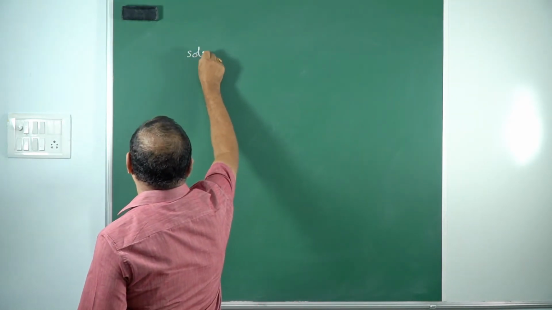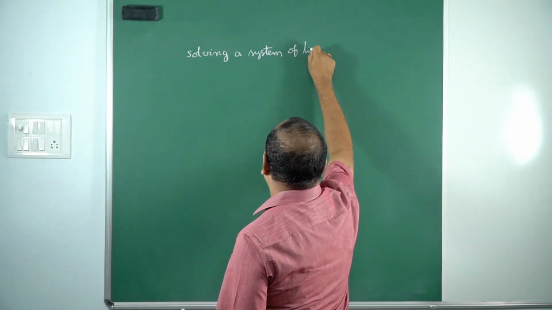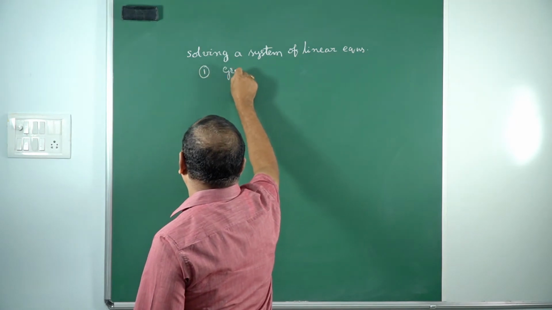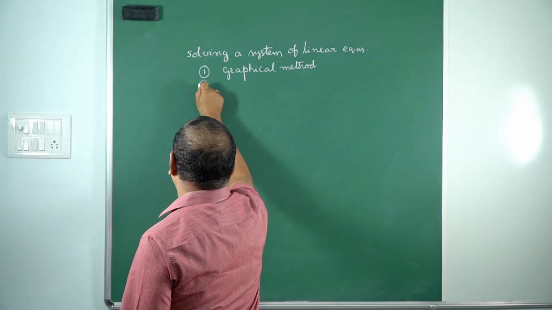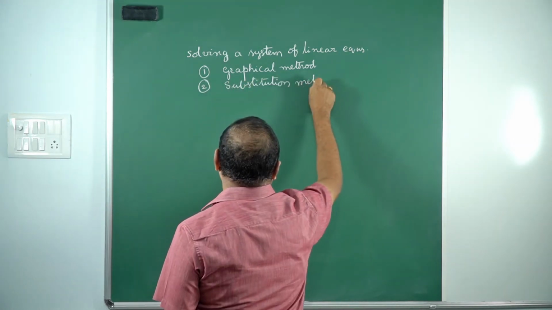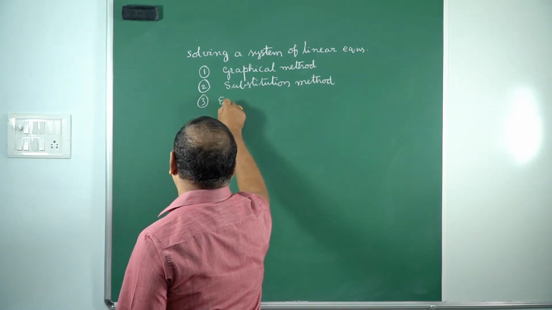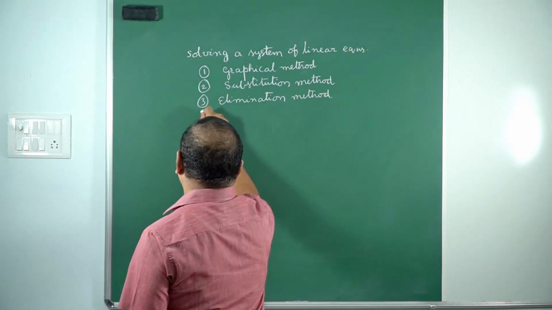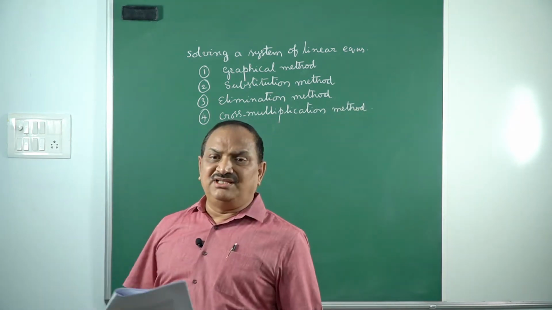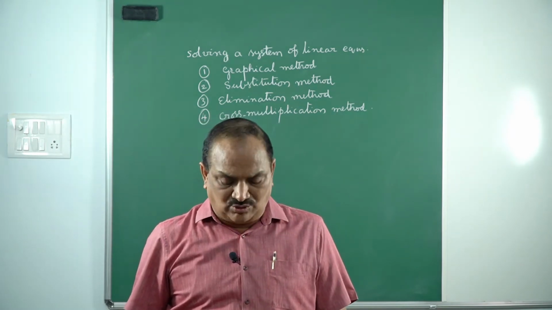Solving a system of linear equations. The first method we have is the graphical method, the second method is the substitution method, the third method is the elimination method, and the fourth method is cross multiplication. So we employ one of these methods to solve the pair of linear equations given to us.